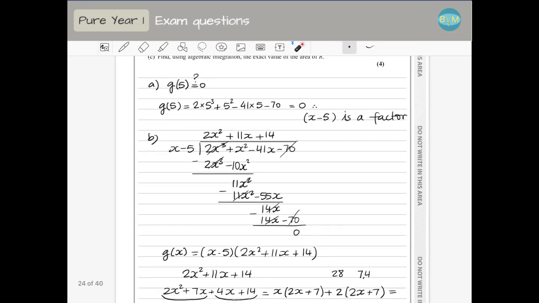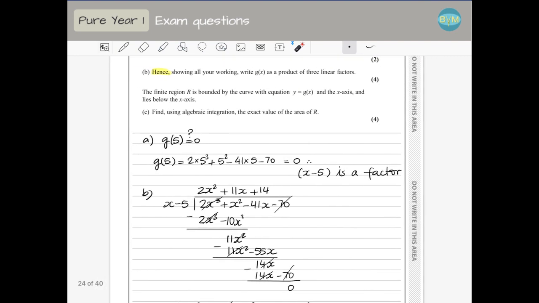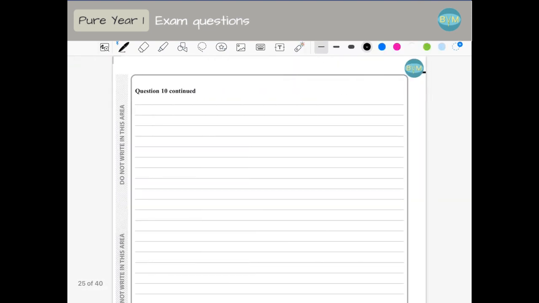Yeah, and that's what they ask us in this part B. Product of three linear factors. The finite region R is bounded by the curve with equation y equals g(x) and the x-axis, and lies below the x-axis. Find, using algebraic integration, the exact value of the area R. I'm going to do a quick sketch just to show you what we are doing, because I think it is going to make more sense.